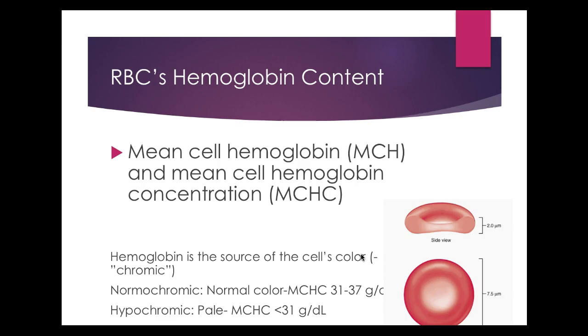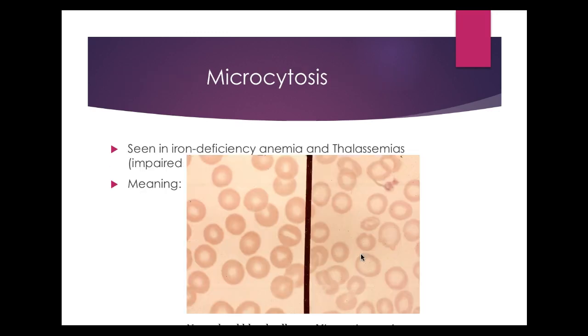Anybody that has iron deficiency, a microcytic anemia, is going to be hypochromic. It's going to be pale. As you saw in this picture here of iron deficiency anemia, look how much paler it is on the right versus the left.